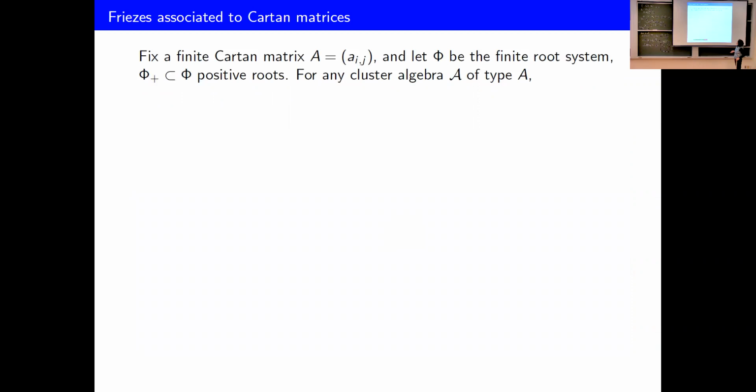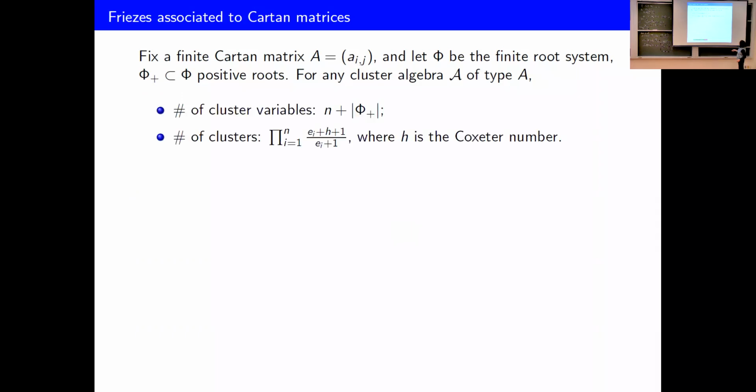So now let's fix a finite Cartan matrix, and then you have a finite root system, you have positive roots and so on. Then for any cluster algebra of that type, this is all well known. The number of cluster variables is the rank plus the number of positive roots. In other words, it's the dimension of the Borel subgroup. That's the number of cluster variables.